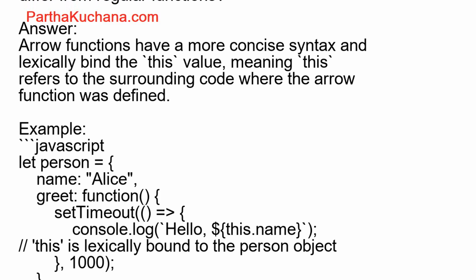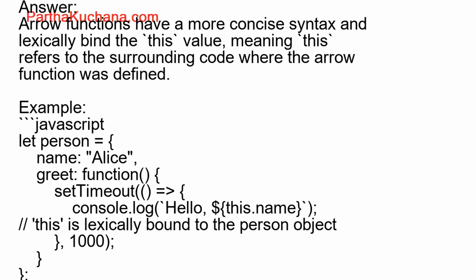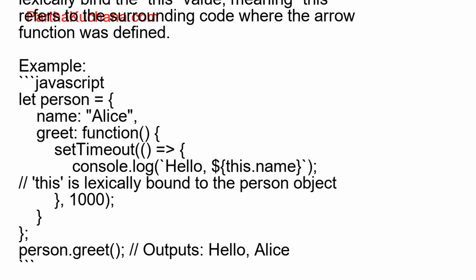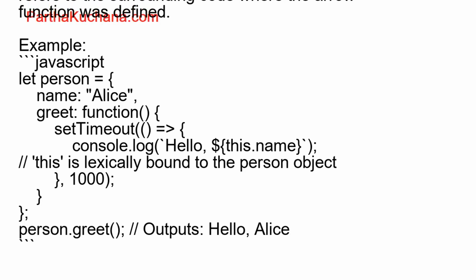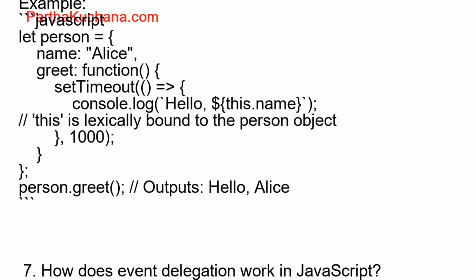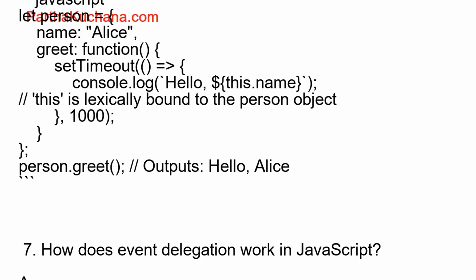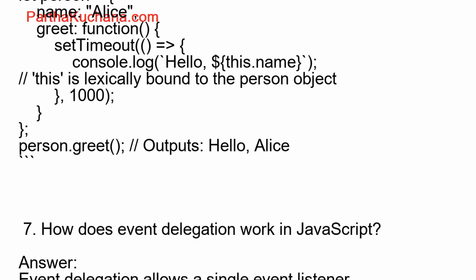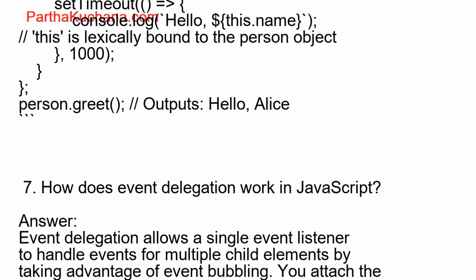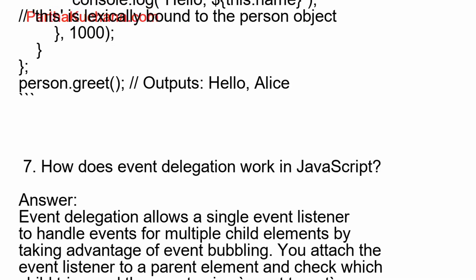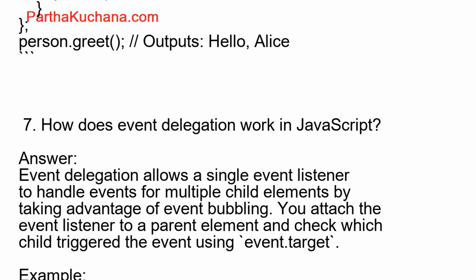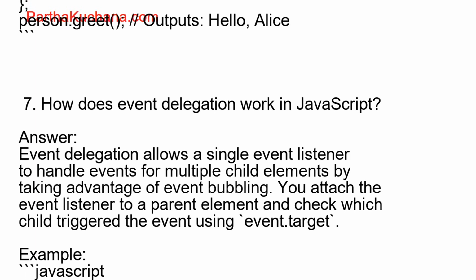7. How does event delegation work in JavaScript? Answer. Event delegation allows a single event listener to handle events for multiple child elements by taking advantage of event bubbling. You attach the event listener to a parent element and check which child triggered the event using event.target. Example, JavaScript. document.querySelector('#parent').addEventListener('click', function(event) { if (event.target.matches('.child')) console.log('Child element clicked') }).